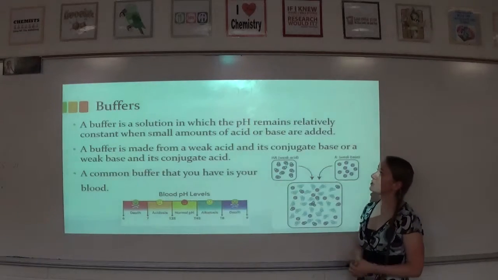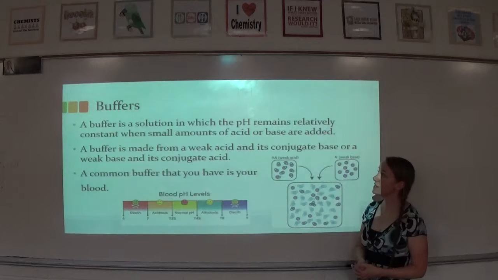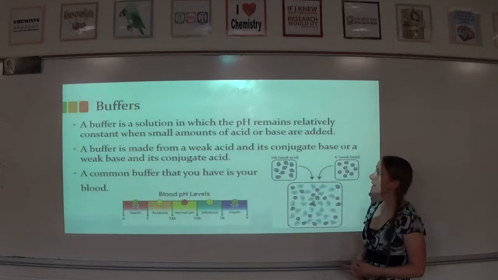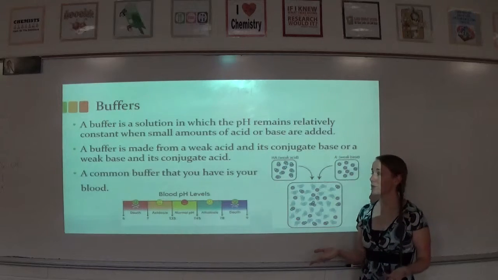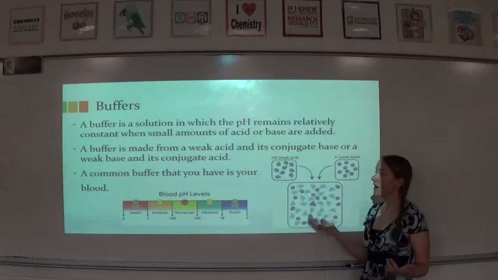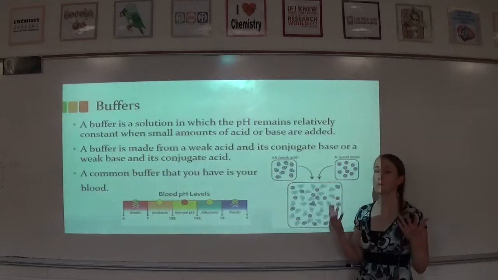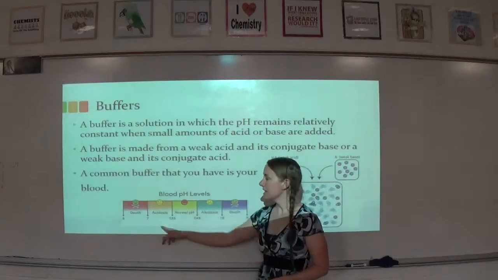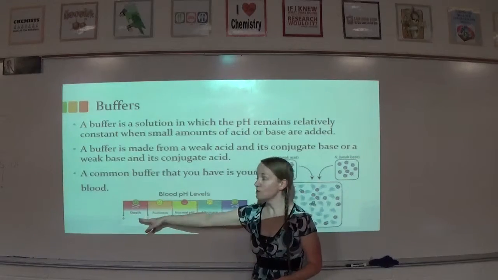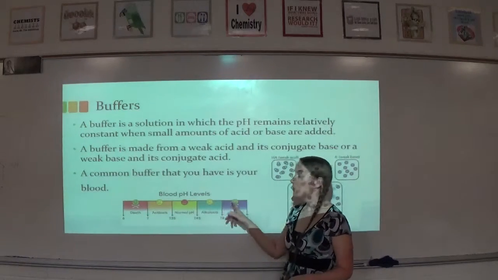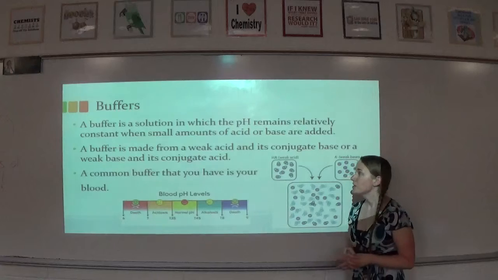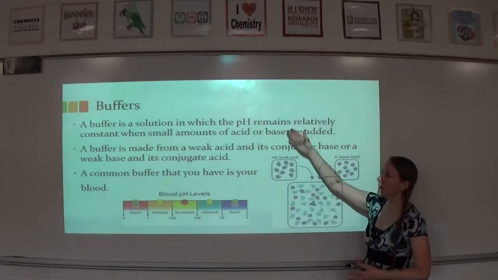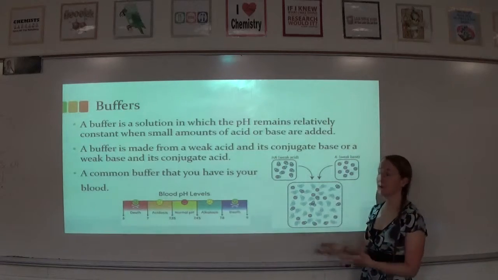A buffer is a solution in which the pH remains relatively constant when small amounts of acid or base are added. A buffer is made of a weak acid and its conjugate base, or it can be a weak base and its conjugate acid. A common buffer that you have is your blood. We have a very small pH range that we can stay alive in. If it gets below 7, it's death. If it gets above 7.8, it's death. So we need ways to regulate that pH, and so, like common solutions in lab, our blood is a buffer.